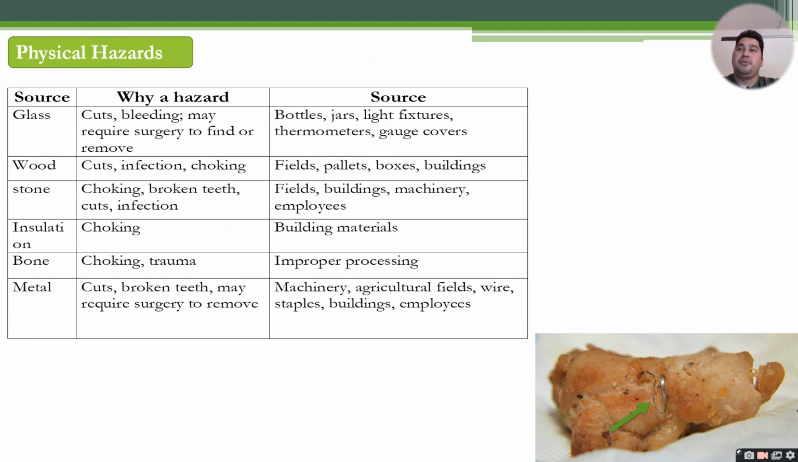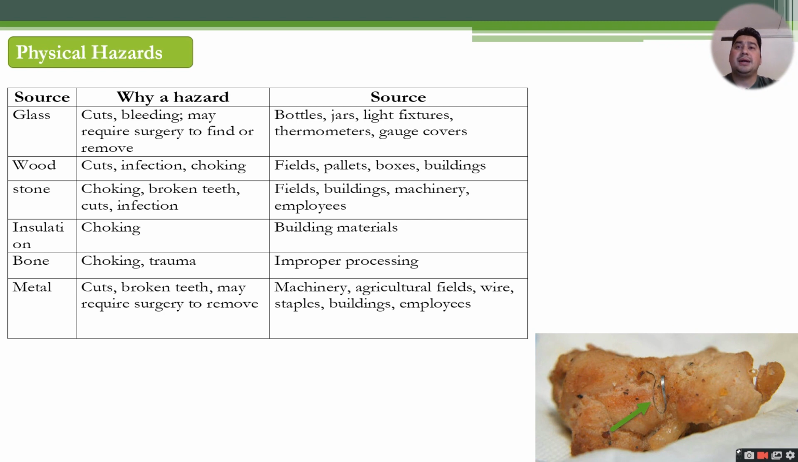So then the third one, we have the physical hazards. The sources of physical hazards could be glass, wood, stone, insulation, bone, and metal. Why a hazard? It can cause cuts, bleeding, infection, choking, broken teeth, and trauma.